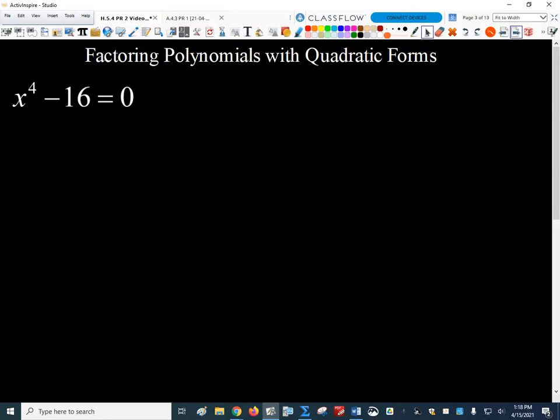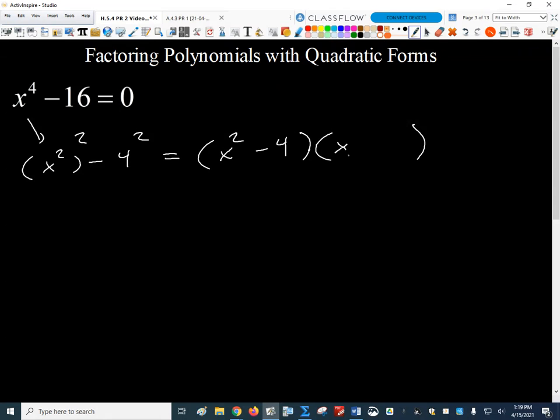Okay, this could be a difference of squares, couldn't it? Right? So this one, we could write this as x squared minus 4 squared, right? Okay, and then now we can use our difference of squares pattern. So what's that going to give me? Adelaide, what's that going to give me? Okay, times what? Plus 4. There you go. x squared plus 4. Good. And all that's equal to 0, right?